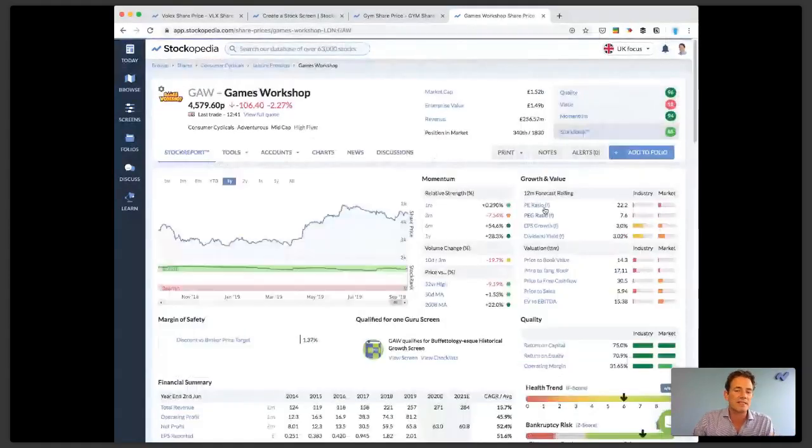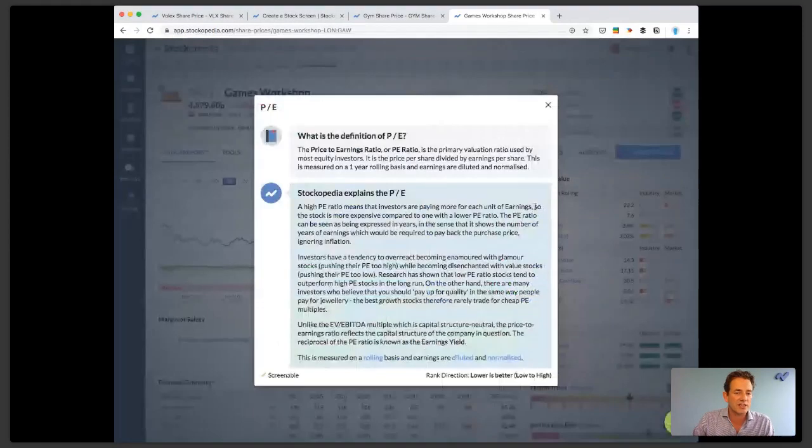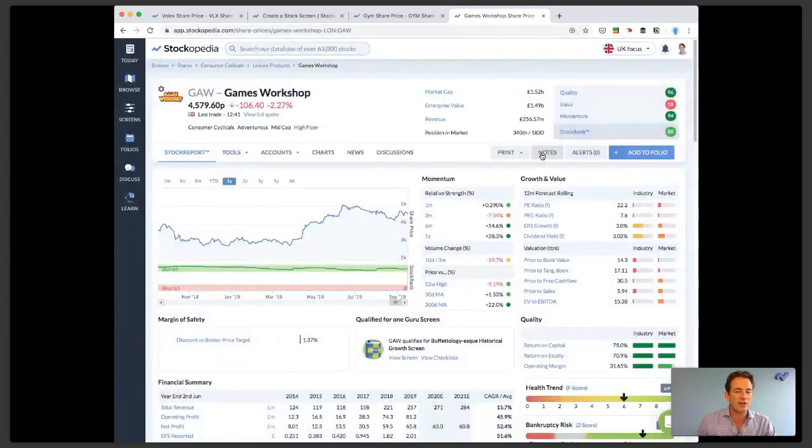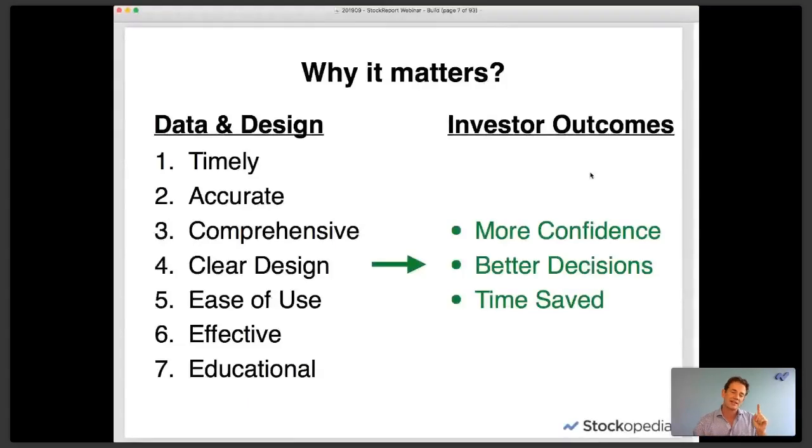Every single piece of data on a stock report is clickable. So if you don't know what something is, you just click it. You get a strict definition of the financial ratio, and then this great explanation. And often you'll find in the explanation some links to other places as well. That's one of the great benefits of it being on the web: you get this really interactive experience. I really wanted to do that, and thankfully we've been able to pretty much pull that off. And of course, everyone has more confidence, better decisions, and time saved. This is one of the key benefits of the stock reports: the amazing amount of time saved by using them.